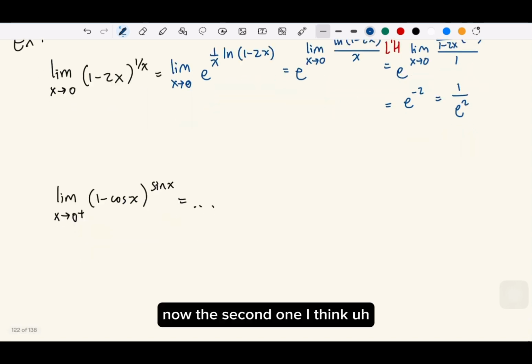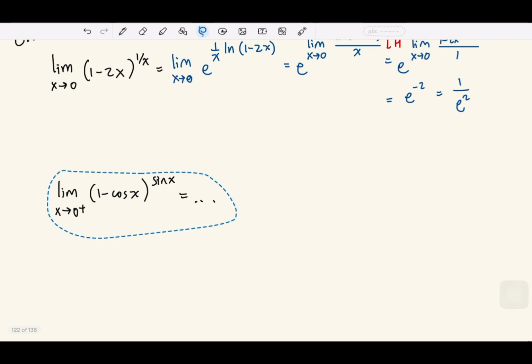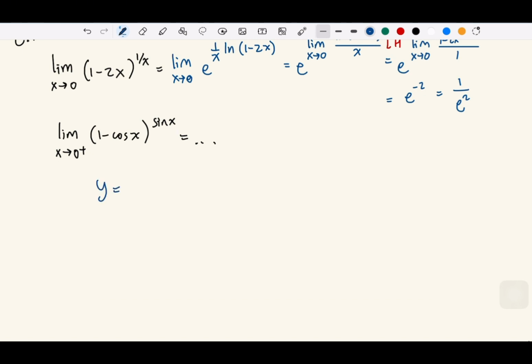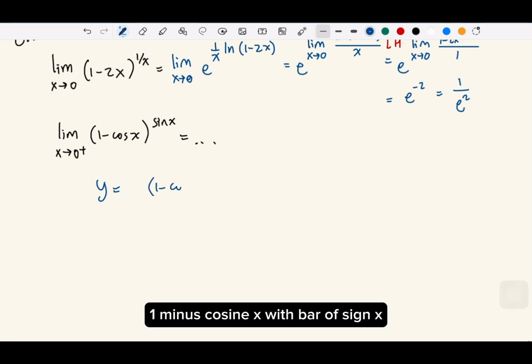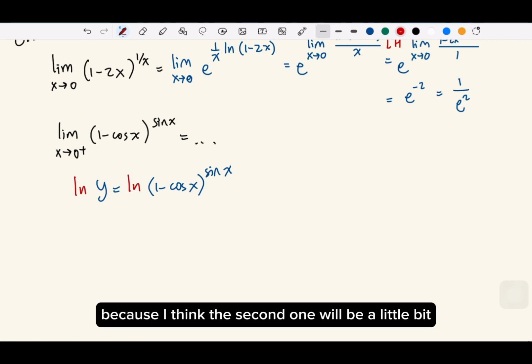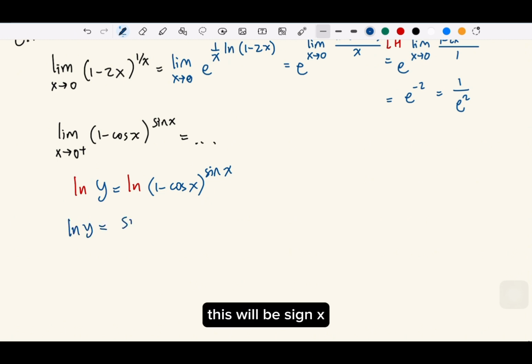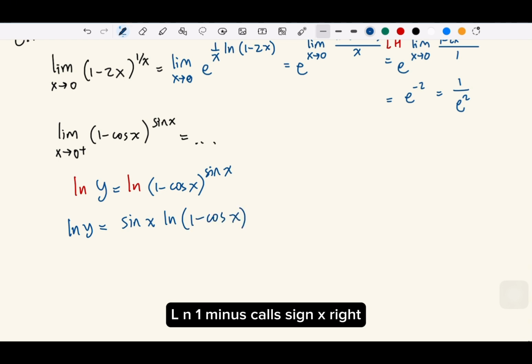Now the second one, I think I will just focus on taking y first. So taking y as 1 minus cosine x with power of sine x, and then taking the log on both sides. Because the second one will be a little bit long, I will just describe this. So ln y will be sine x ln of 1 minus cosine x, right?